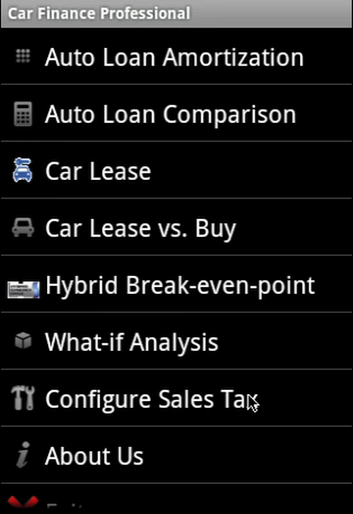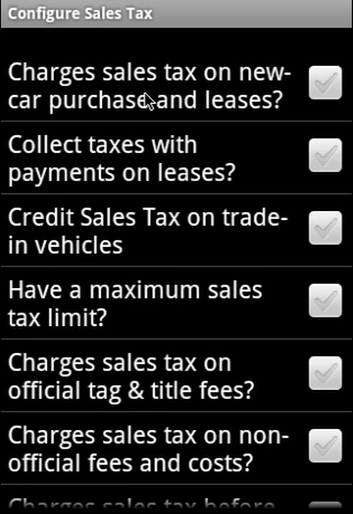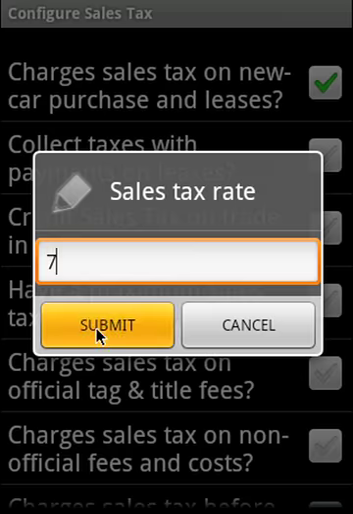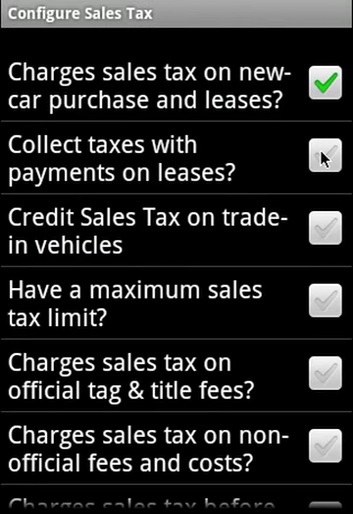Let's start with sales tax. Say the state charges sales tax on new car purchases and leases. Say yes, and it asks you for a percentage. Enter that. Then, collect taxes on lease payment: say yes. Credit sales tax on trade-ins. The state doesn't have a maximum limit on sales tax. Charges sales tax on official titles and tax.